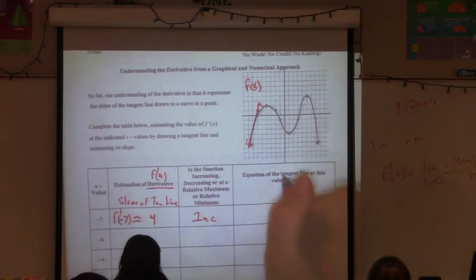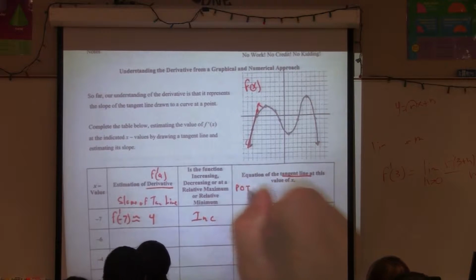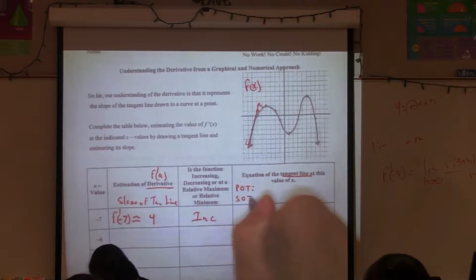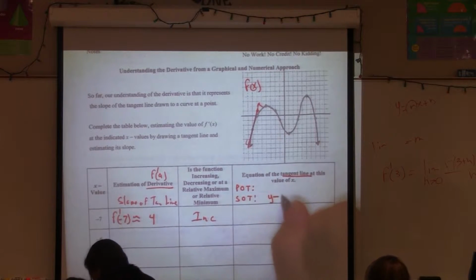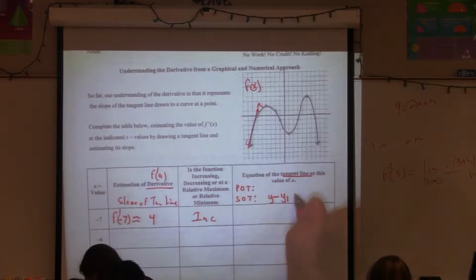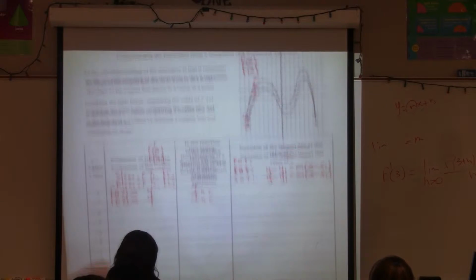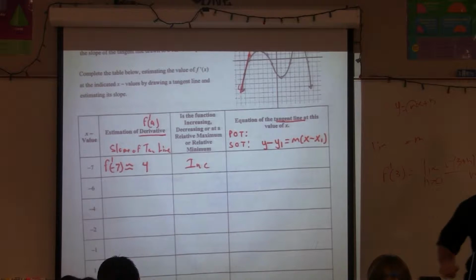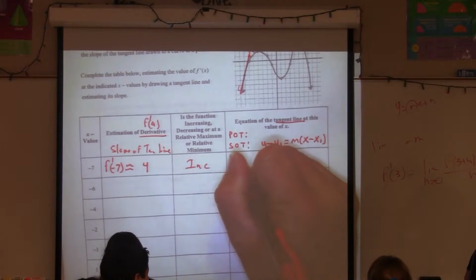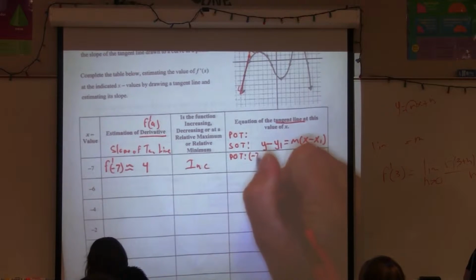Alright, for the equation of the tangent line, what do we need? We need the point of tangency and we need the slope of the tangent line and we need this equation, right? Y minus what? Equals times x minus x1. Beautiful. Okay, so let's find all three things so we can write that equation of that tangent line. What's the point of tangency? -7 comma what?